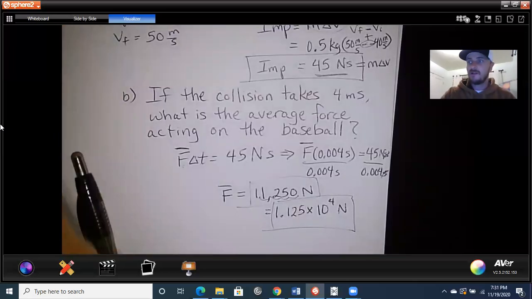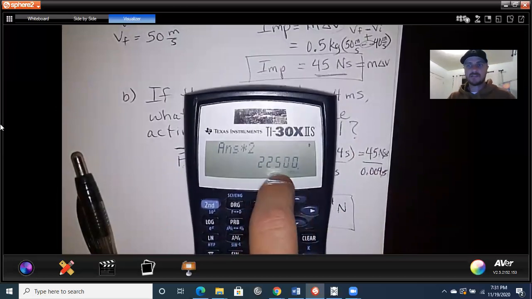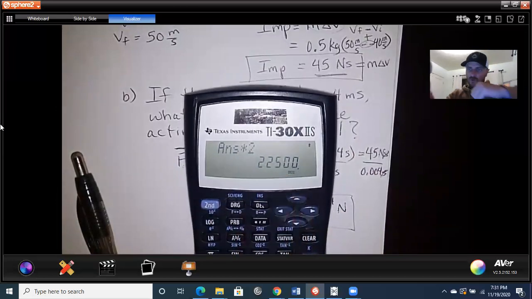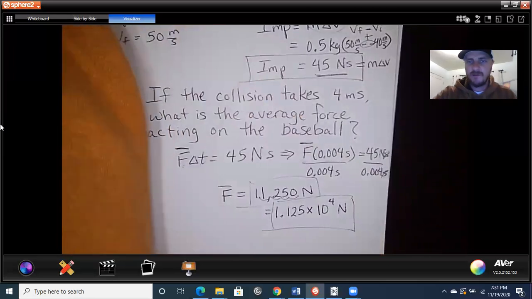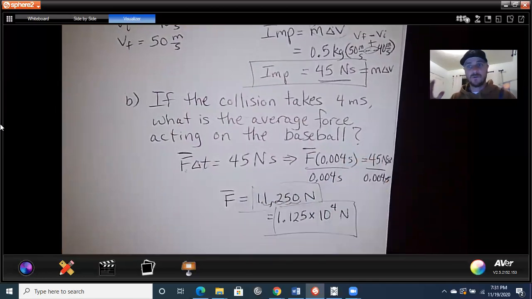So if you multiplied this by 2, that's probably the max force that happens on the baseball when the bat has fully compressed that ball. It's an incredible amount of force. Now, again, my values might be a little off from actual values, but I think they're pretty close. You have really, really big forces and very, very small times when you're dealing with a collision.